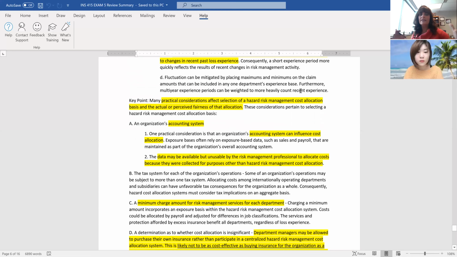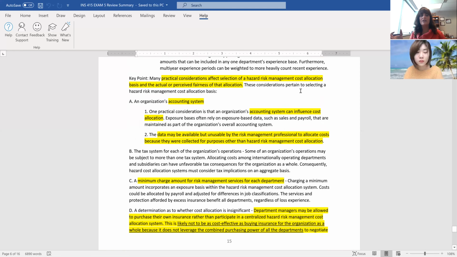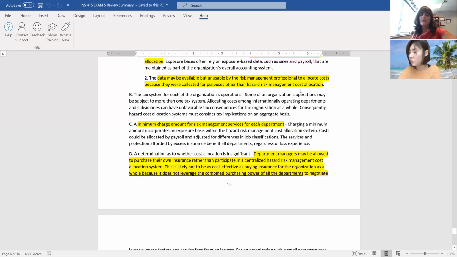Key points, so what considerations you need to think about before you pick an allocation system. One, can your accounting system handle it? Not all accounting systems can do all these special allocations. What is the tax advantage? What's your tax advantage for the organization? Would I get some advantage by doing it one way versus another?